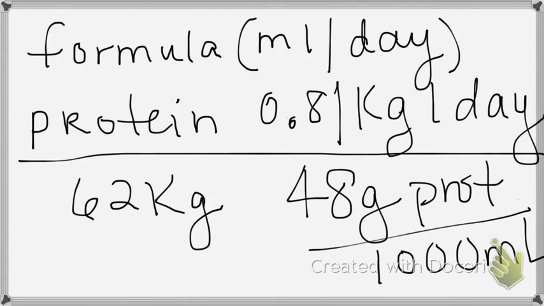I put some numbers already on here. So once you get to know the question, you read the question first, then you start picking out numbers and writing them down. That seems to be the easiest way for me to do it. So the patient weighs 62 kilograms, and the formula provides 48 grams of protein per 1,000 mLs. And we need to find out how many mLs a day are needed for these patients.